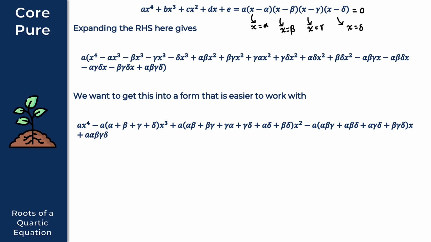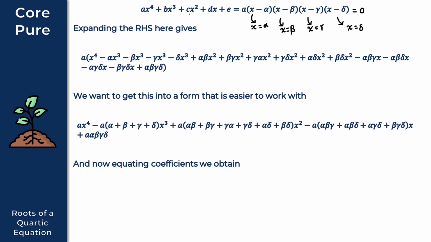Now, why is this form much easier to work with? Why is this useful? Well, the reason is that we can now equate coefficients. What do I mean by that? For example, referring back to the original quartic, I can see we've got ax to the 4 plus bx cubed plus cx squared plus dx plus e. Equating coefficients, I can see that b is equal to minus a times alpha plus beta plus gamma plus delta.